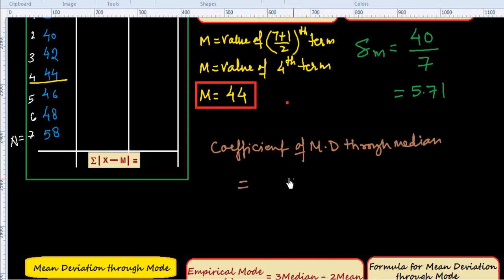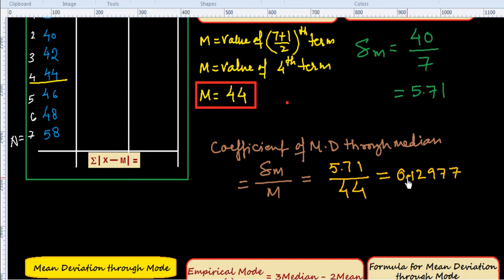We know the formula: delta m over m. So I put down the value here. You see the delta m we have is 5.71 and m is 44. So we get the same coefficient of mean deviation as for our mean also. It is 5.71 divided by 44. So we get here 0.12977. So this is our coefficient of mean deviation through median. The mean would be the same.